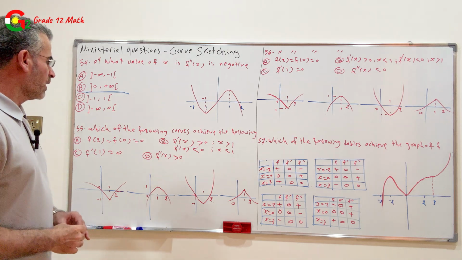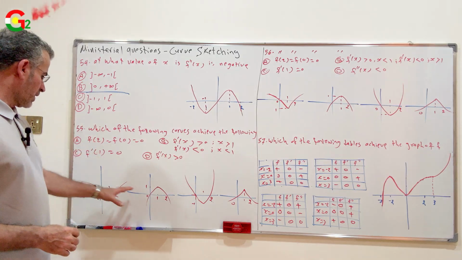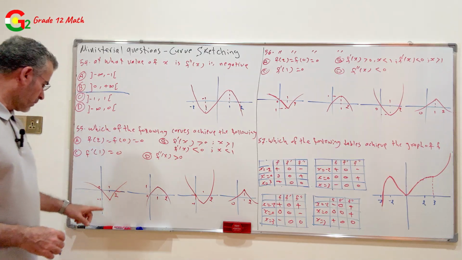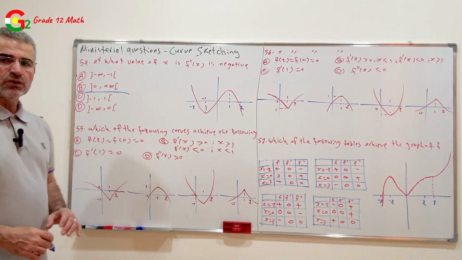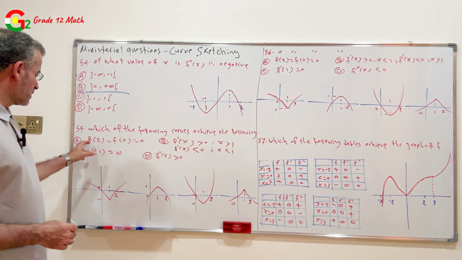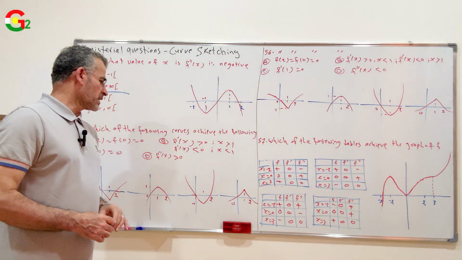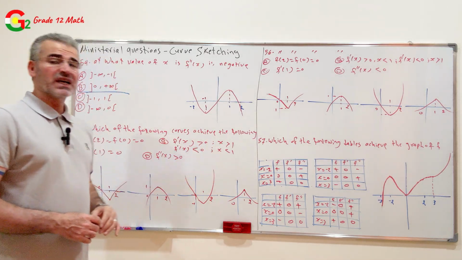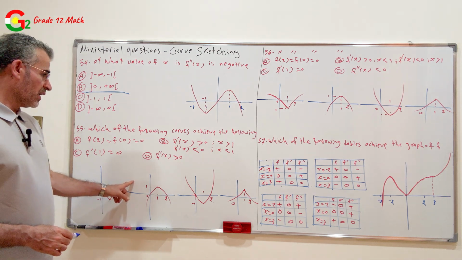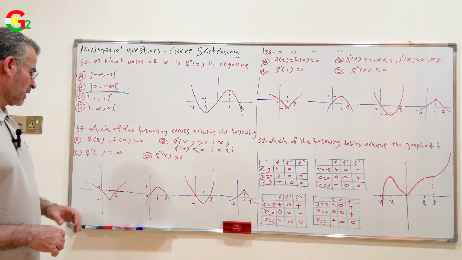Question number 55. Which of the following curves achieve the following? Let us check one by one. F of 2 equal to f of 0 equal to 0. As you see, 0 and 2 are x-intercepts for this graph. Therefore, this statement is true. F prime of x greater than 0 when x greater than 1. When x greater than 1, the function is increasing. Therefore, the derivative of the function is positive, greater than 0.